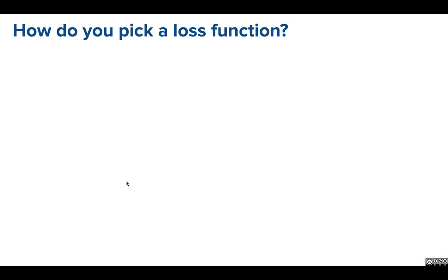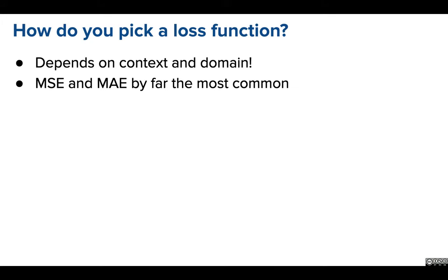So how do you pick a loss function? If I gave you 3 different loss functions, how would you pick one? The unfortunate answer is that it just depends. It depends on the context, and it depends on the domain that you're working in. Usually the mean squared error and the mean absolute error are the most common. But if you ever work with neural networks, they use all sorts of weird loss functions there. You'll see the hinge loss. The deeper you go into data science, the more loss functions you'll see. And the way you pick a loss function is to understand it. Once you understand it, you can use your domain knowledge to figure out which loss function is most appropriate.